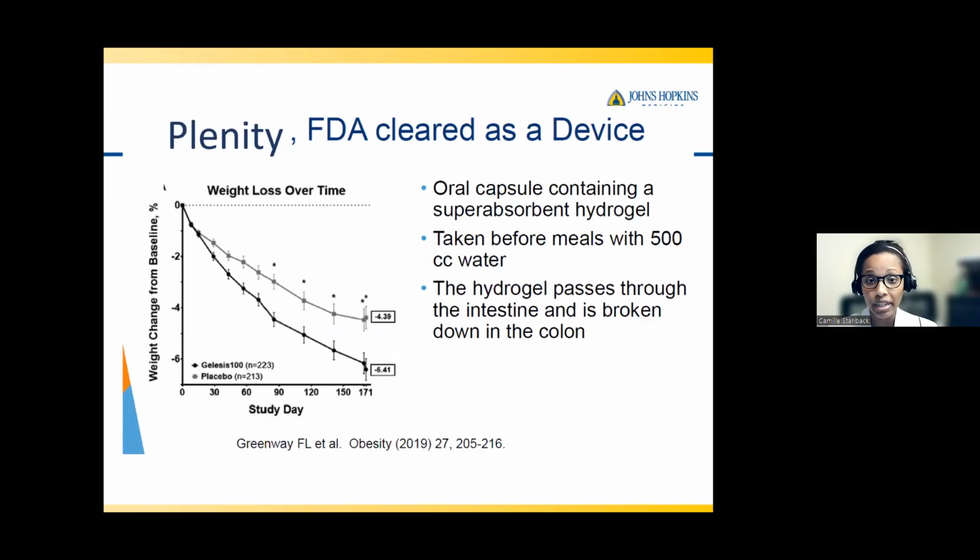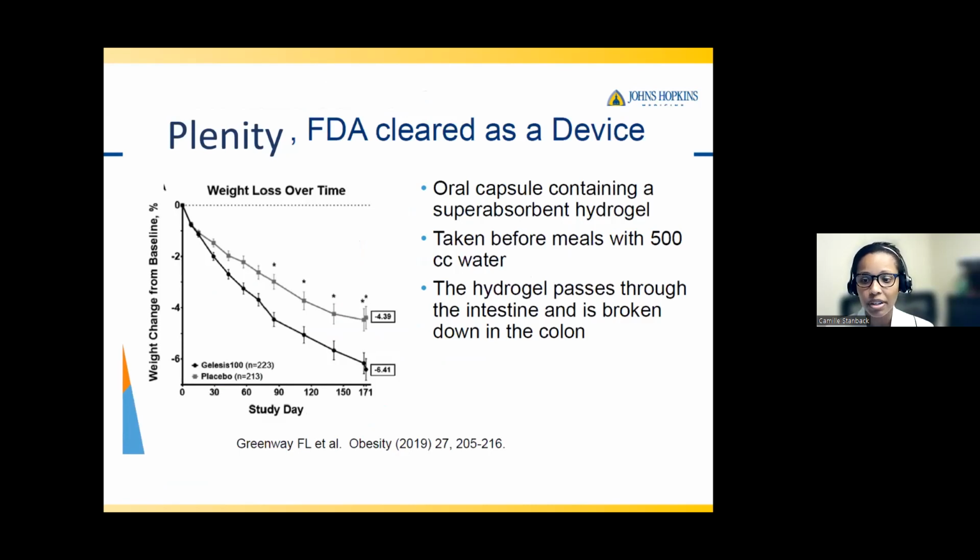And finally, Plenity. This is an oral capsule that contains a super absorbent hydrogel. It's actually a pill that's taken with water before meals, 500 cc's or 500 milliliters. Even though it's a pill, it's actually classified by the FDA as a device and not a medication.